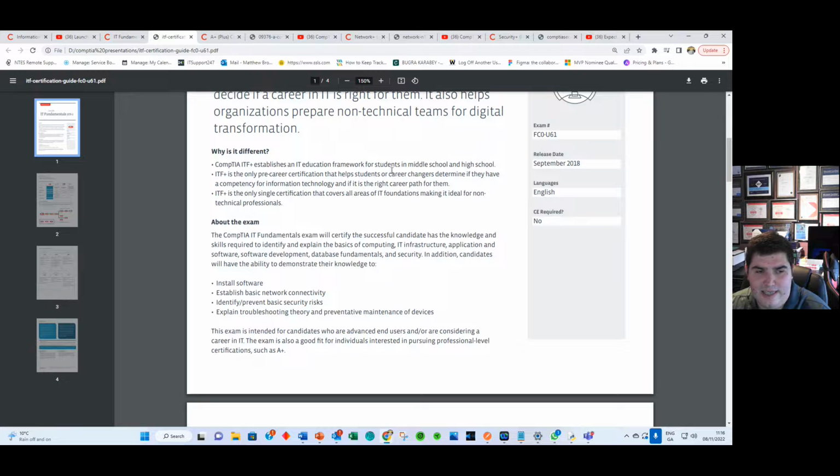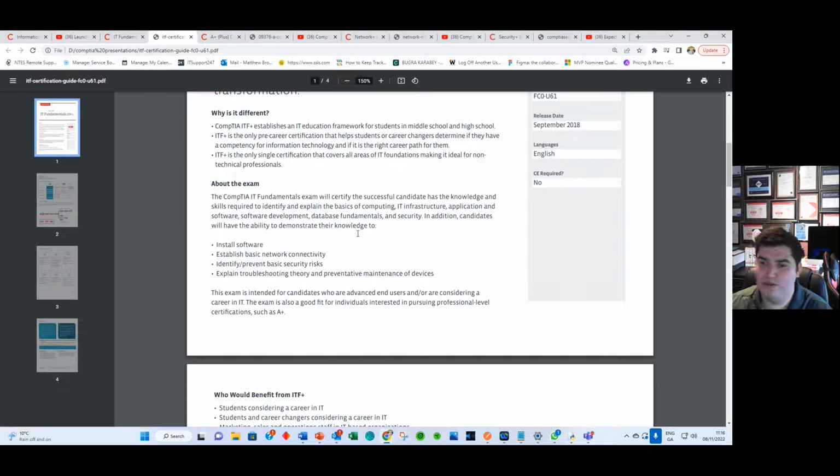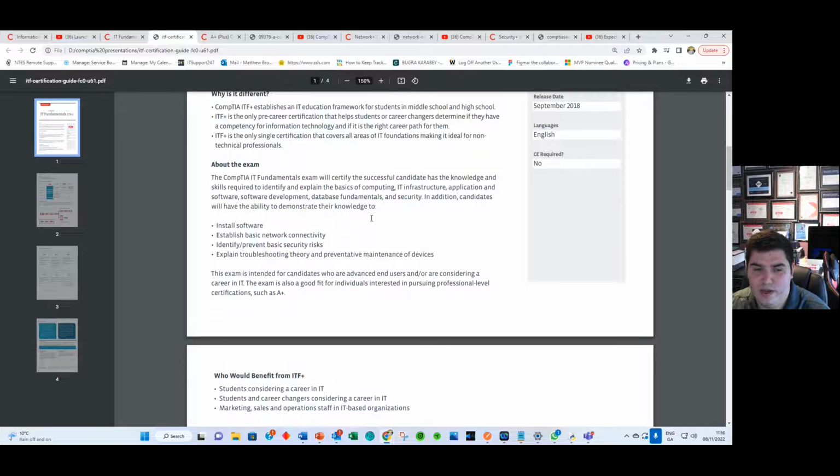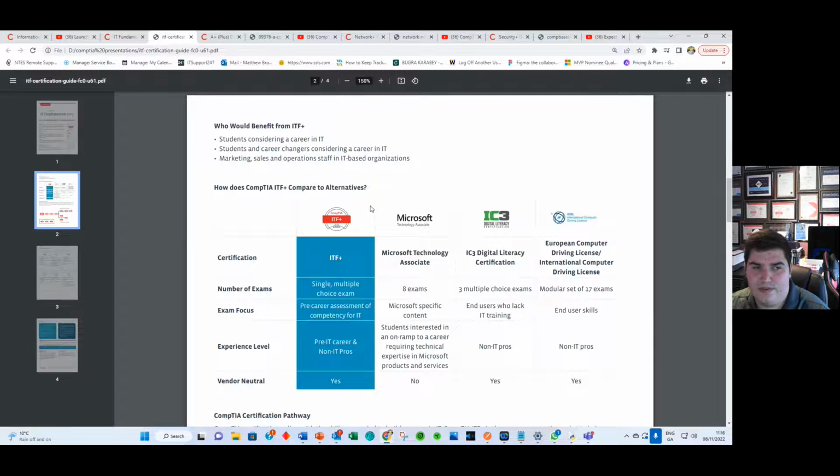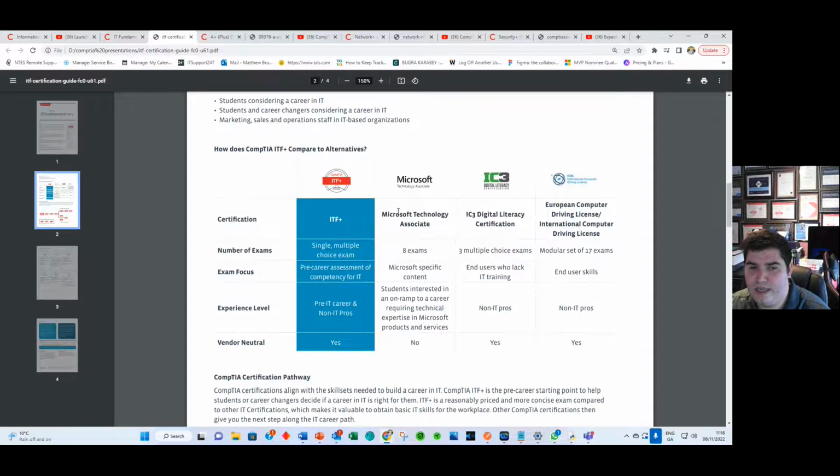So, the exam basically covers your software installation, your basic network connectivity, proving and preventing security risks at a basic level, and you're going through your troubleshooting theory. So why you would want to study IT fundamentals is it's for people who are considering changing career. It's also for people who are in marketing, sales, and operations. So staff who have an idea of what IT is, who just want to be more computer literate.